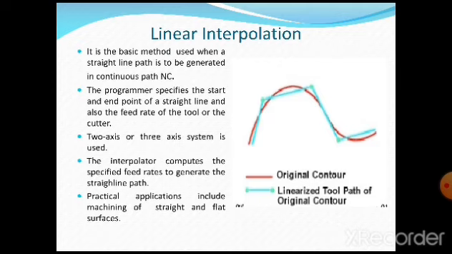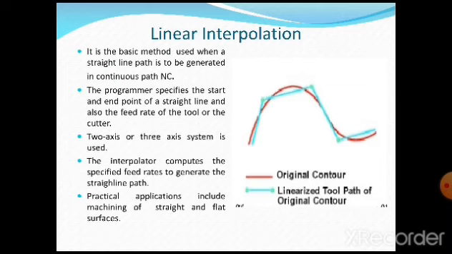2-axis or 3-axis system is used. In this case also I can go for the 2-axis or 3-axis. The interpolator computes the specified feed rates to generate the straight line path. In order to generate the straight line path, we require to consider specified feed rates. Practical applications include machining of straight and flat workpieces. Actually, machining of straight and flat workpiece surfaces can be carried out by the linear interpolation method.